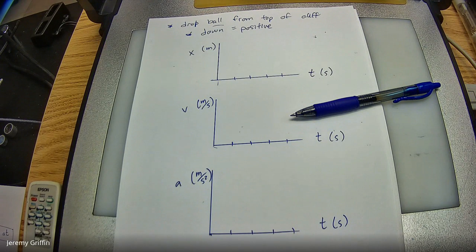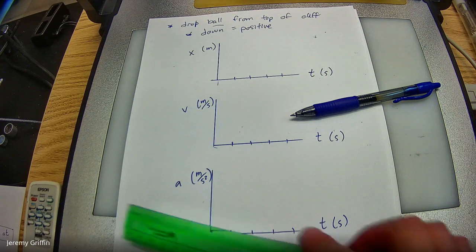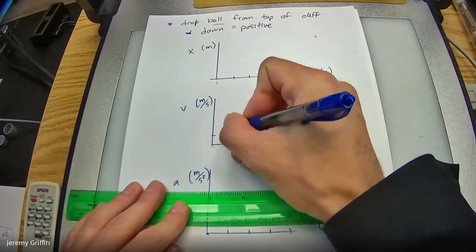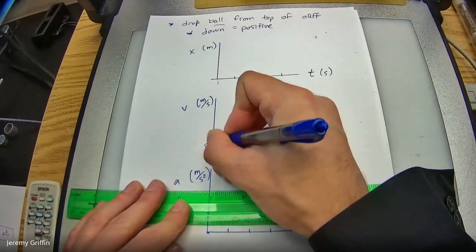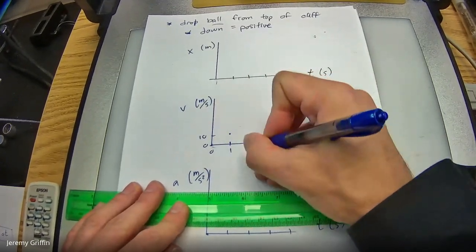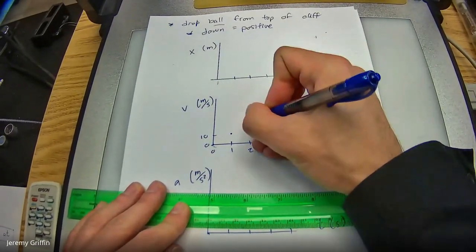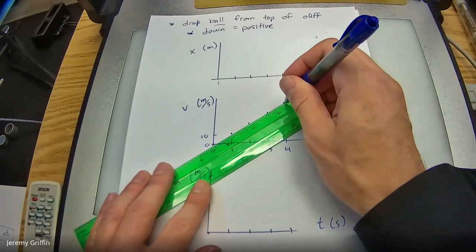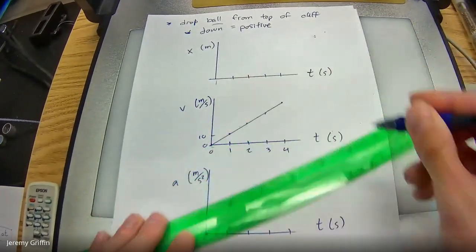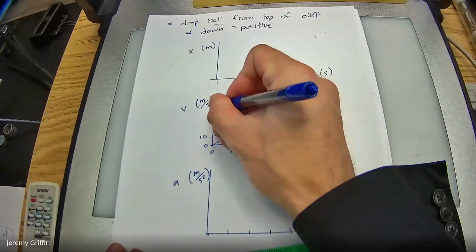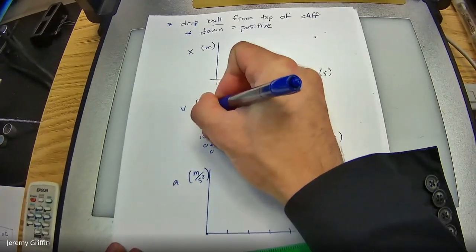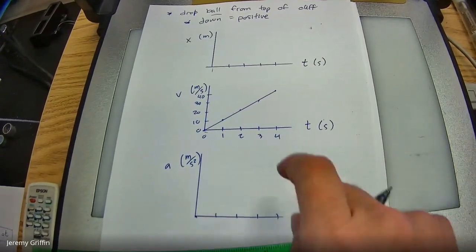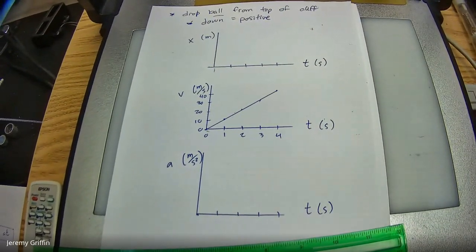Awesome. What you guys came up with, as you said, during the first second, it picks up to 10 meters per second. It started at rest, 0, 0. Second goes up to 20, then 30, then 40. It's picking up speed at a constant rate. Looks just like that. Yeah, you guys figured that out. How about acceleration versus time? What's that going to look like?